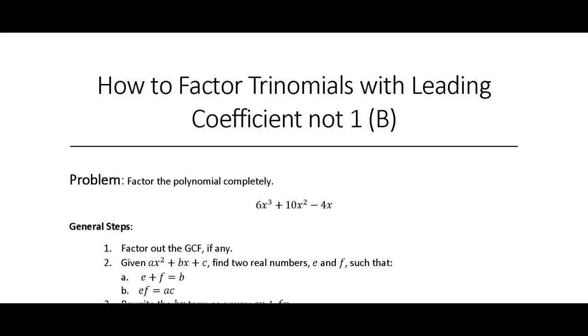How to factor trinomials with leading coefficients not 1. Example B. Factor the polynomial completely. We are given the polynomial 6x to the third power plus 10x squared minus 4x.